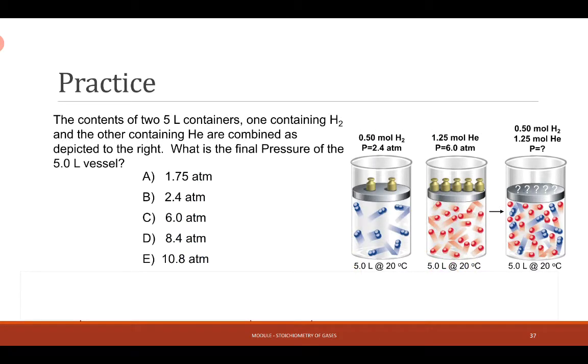Here's a practice problem for you. The contents of two 5-liter containers, one containing H2 and the other containing helium, are combined as depicted over here. What is the final pressure of the 5-liter vessel? There's volumes and temperatures down here. Go ahead and pause the video and work this out. Unpause the video when you're ready to check your answers.